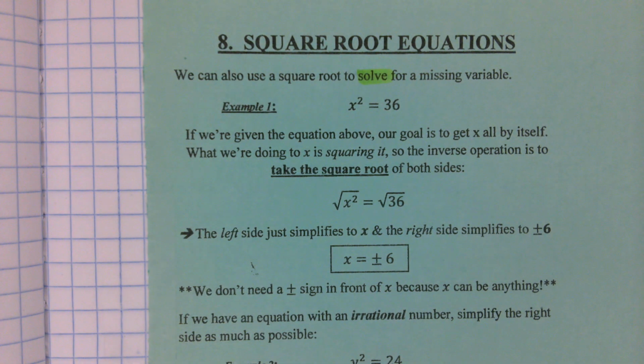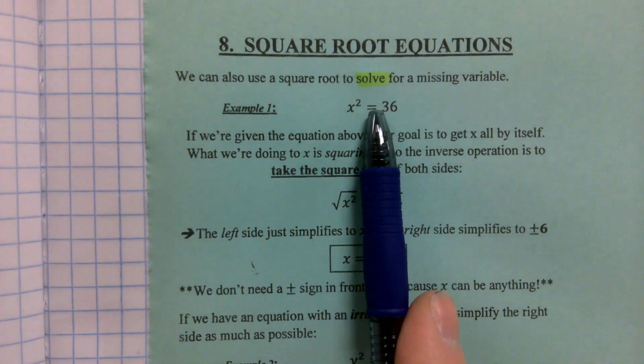Does anyone know the one thing that makes a difference between simplifying and solving? There's one little sign that makes the difference. The equal sign. If there's an equal sign, that means we have to solve.